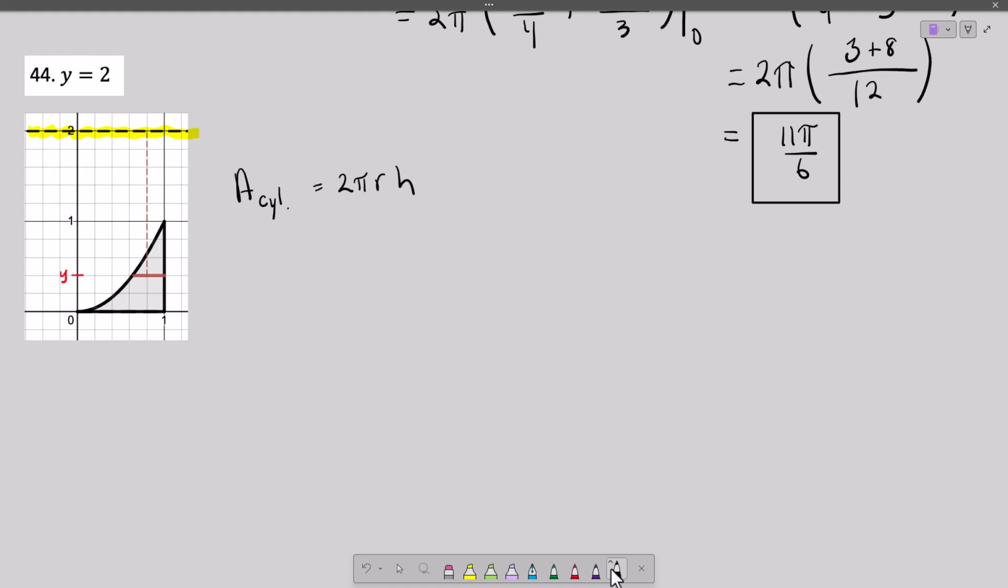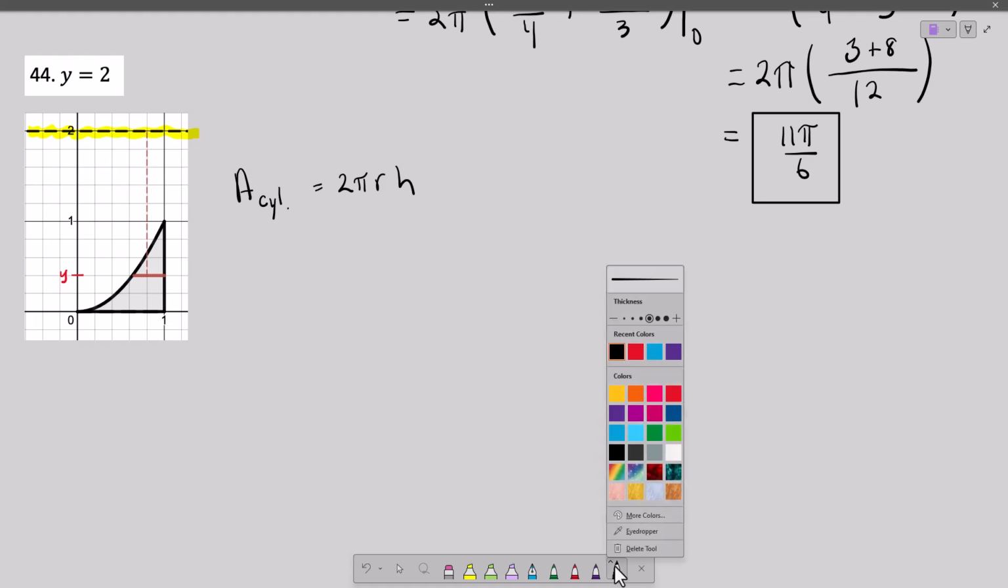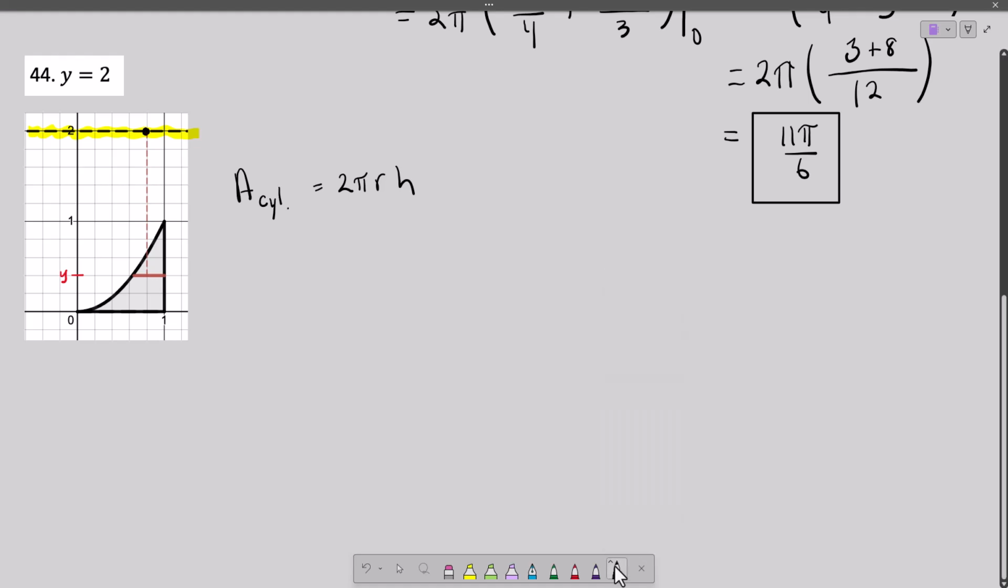So let's figure out where those things are in this picture here. So the radius is this distance right there. I'd like to try to use the same color, so let's use red for this radius. That's the radius. It's the distance from the axis of rotation to our element. The height is right there, that direction.